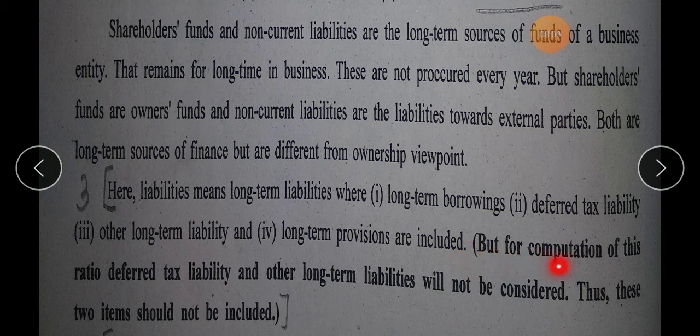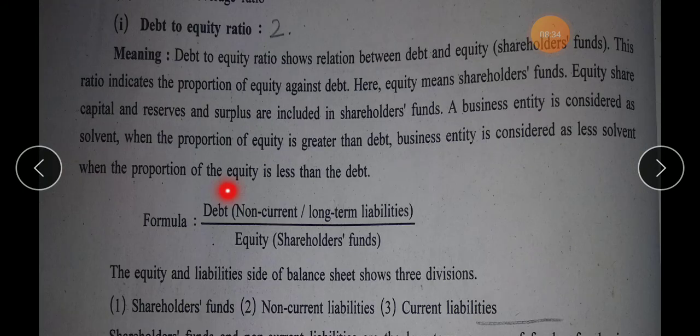But for computation of this ratio, deferred tax liability and other long-term liabilities will not be considered. So while solving practical sums of this ratio, they say the deferred tax liability and other long-term liability will not be considered, will not be given. So you have to consider only long-term borrowings and long-term provisions while obtaining answer for long-term liabilities. All right.